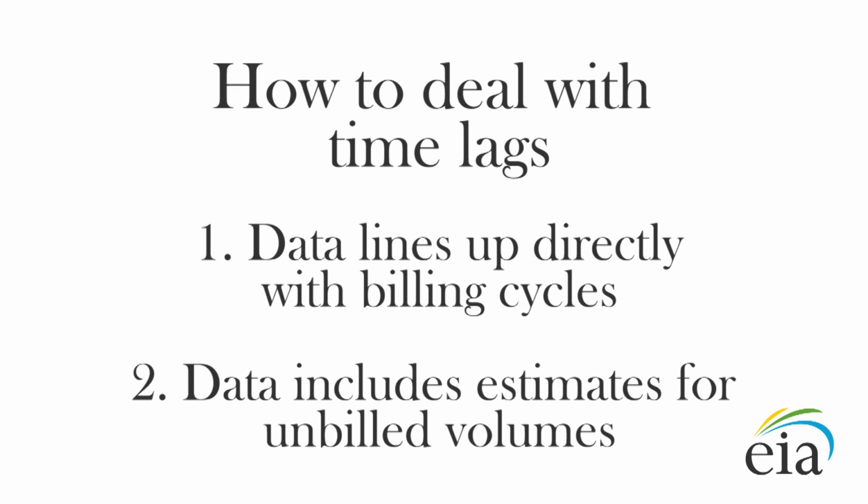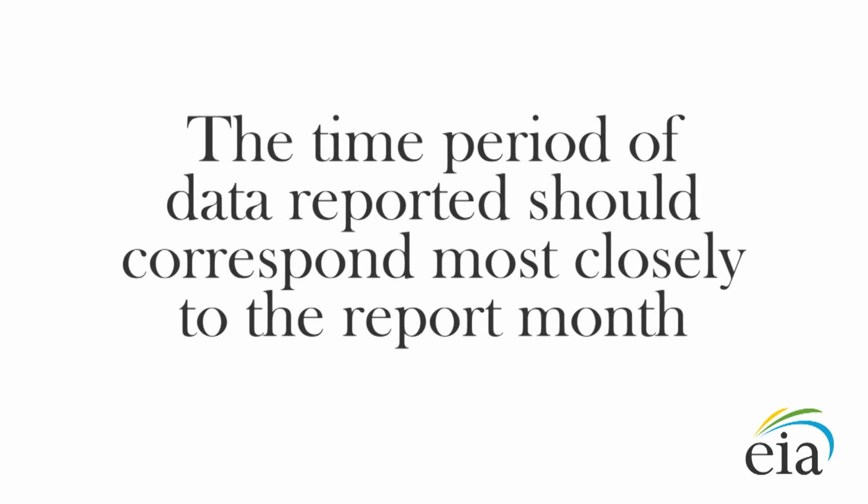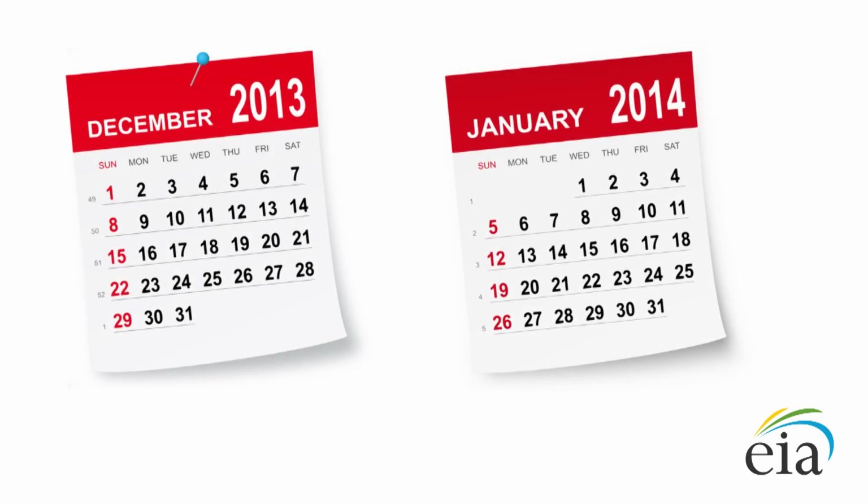However, EIA would like to know which way the data is reported. The time period of data reported should correspond most closely to the report month. If you're reporting data according to the first method, and it's lagged on billing cycles, we'd expect the time frame of those data to be mid-month to mid-month, covering the first half of the report month and the second half of the month prior to that. For example, if January's report is due March 1, that report may include data from the second half of December to the first half of January.